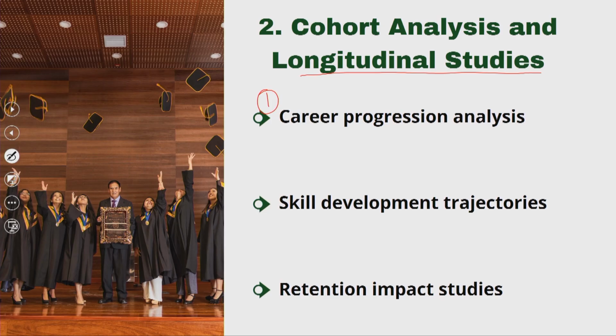The second aspect is the skill development trajectory. Skill development trajectories map how different interventions build capabilities over time. So you might find that technical skills peak 6 months after training, which could be an empirical assessment, while leadership competencies continue developing for 18 months. This insight helps optimize timing for follow-up interventions and skill assessment.